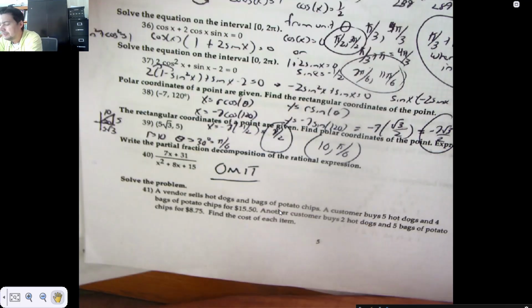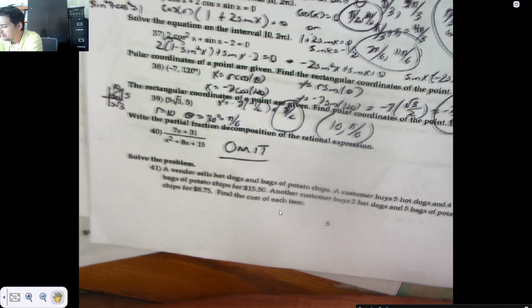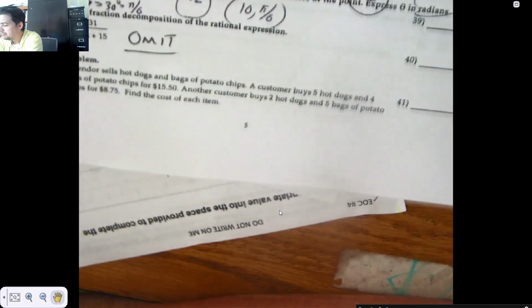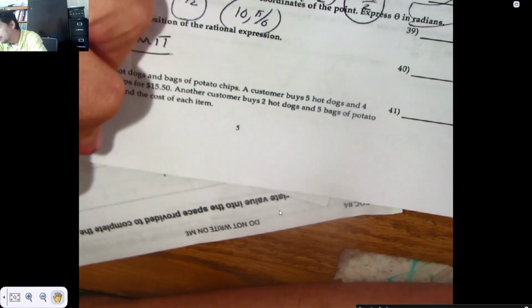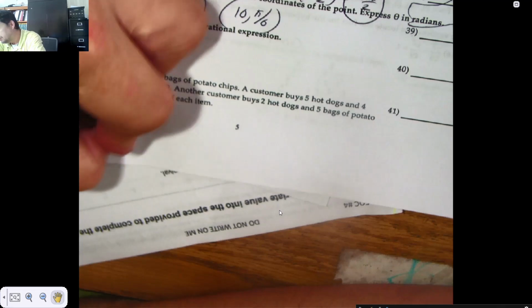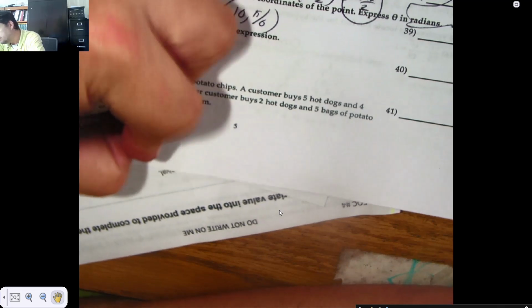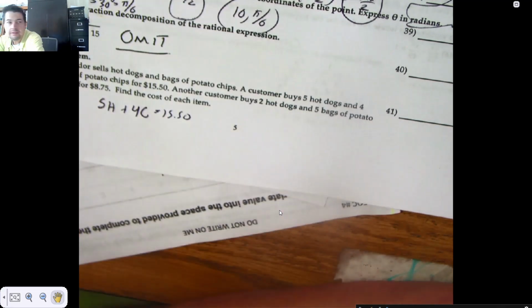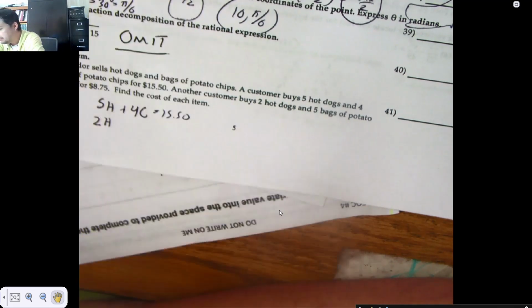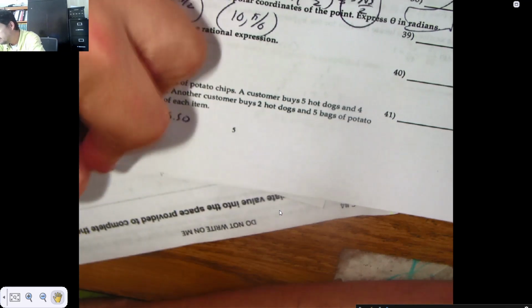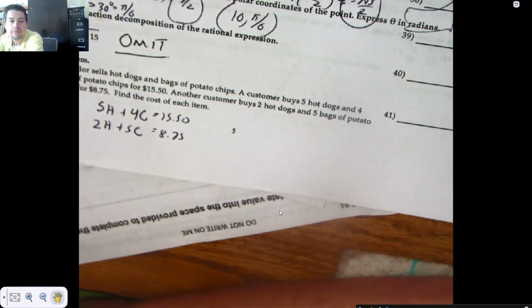Here's something old. A vendor sells hot dogs and bags of potato chips. The customer buys 5 hot dogs and 4 bags of potato chips for $15.50. This is straight up Algebra 1. 5 hot dogs plus 4 chips is $15.50. Another customer buys 2 hot dogs and 5 bags of chips for $8.75. Straight up elimination.